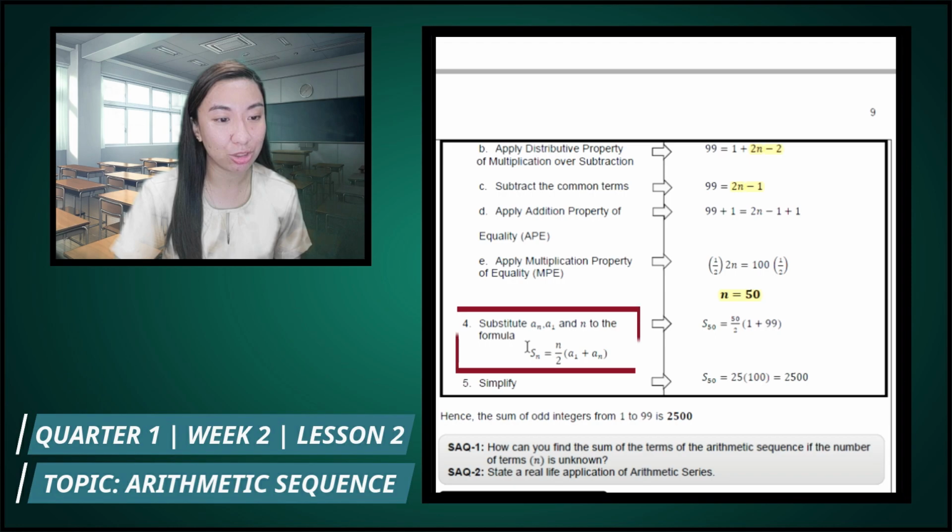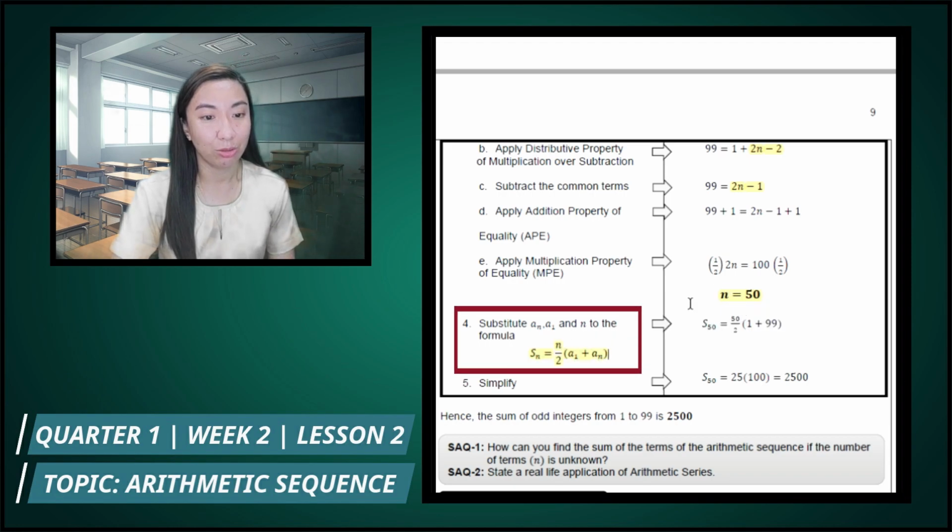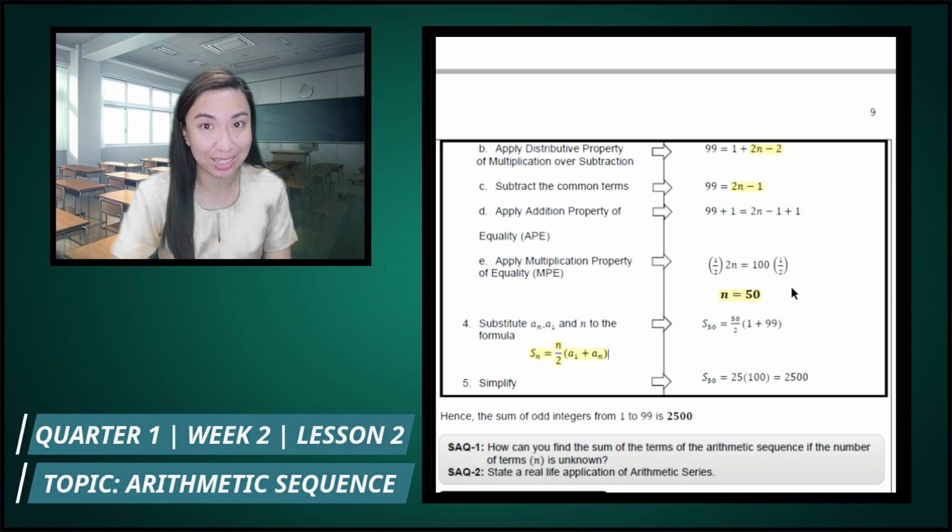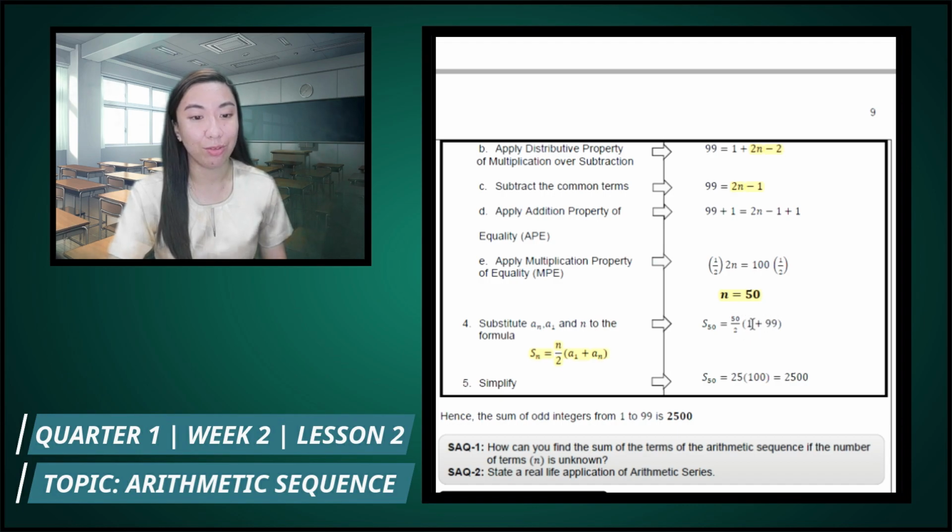So if you're going to substitute this now to the given values of the variables, we have S sub 50, which is the value of n, equals 50 over 2. Just replace the variables, times the quantity of the first term, which is 1, plus the last term, which is 99. And then we can now simplify. So, S sub 50 is equal to 25 times 100. And 25 times 100 is equal to 2,500.